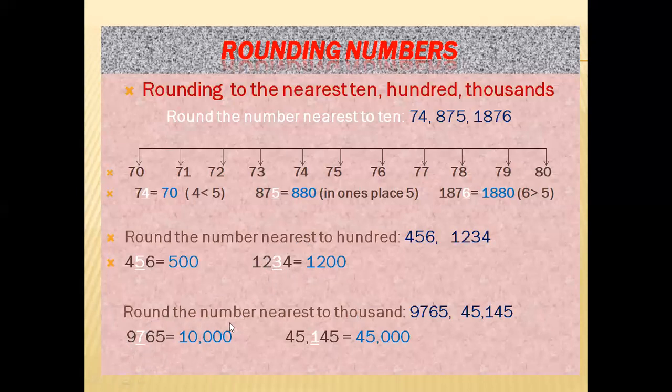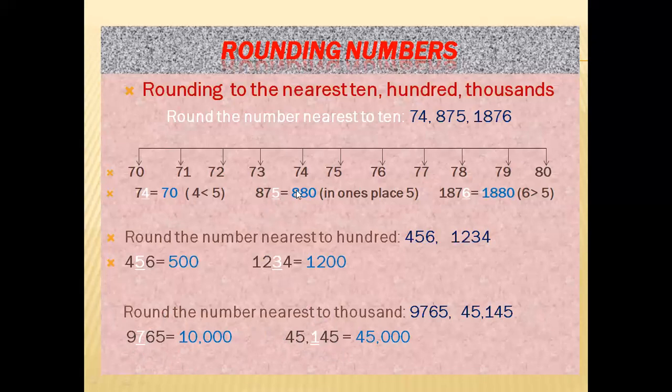Nearest 1000 means first you have to see the 100 place digit, and then the digit in the 1000 place will change to the next digit. Here 9 is there, 9 plus 1 it will become 10. Here 1 is there, this is less than 5, so this remains the same only, 45,000.